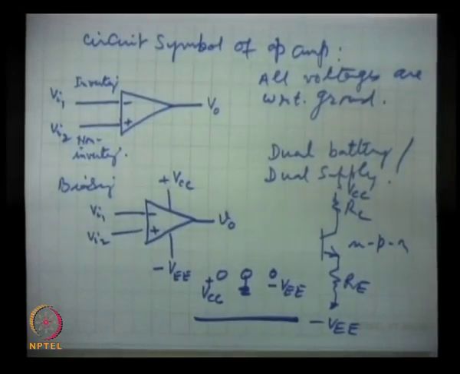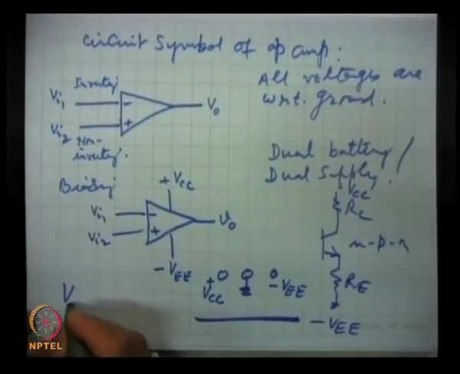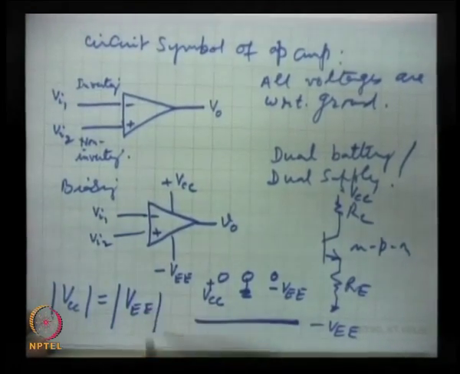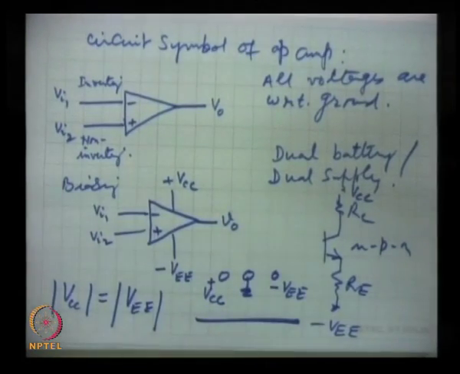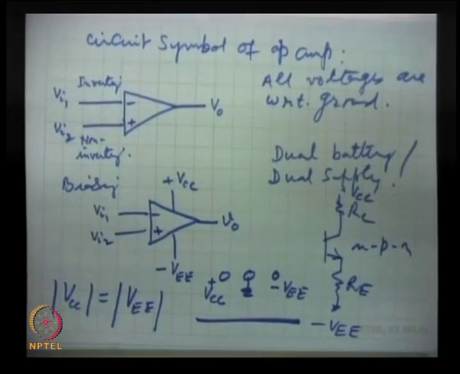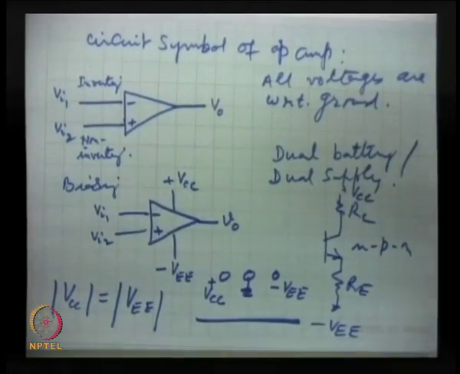9 volts, 12 volts, 15 volts, this is the range in which VCC and VEE are used. Dual power supplies are available to supply these voltages, and normally the magnitude of VCC is identical to VEE. One is positive with respect to ground, the other is negative. These are available at very low cost, starting from 7-8 rupees for one op amp, maybe 10 rupees, and then the range goes.